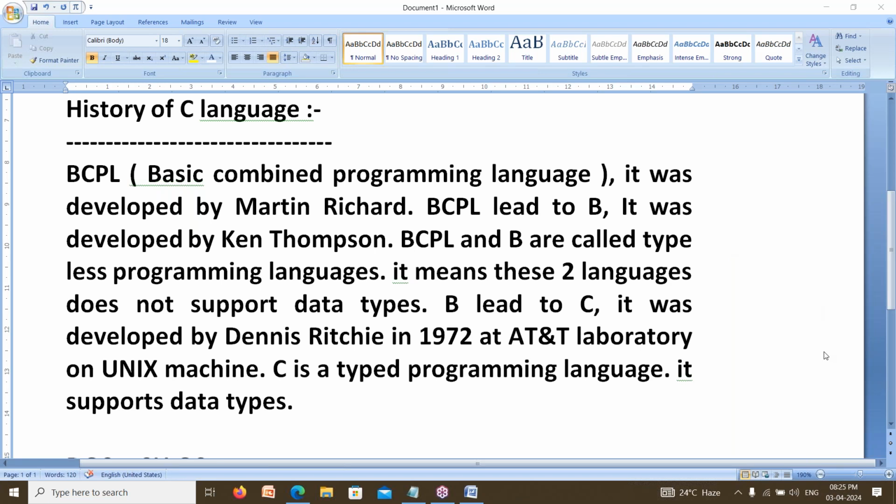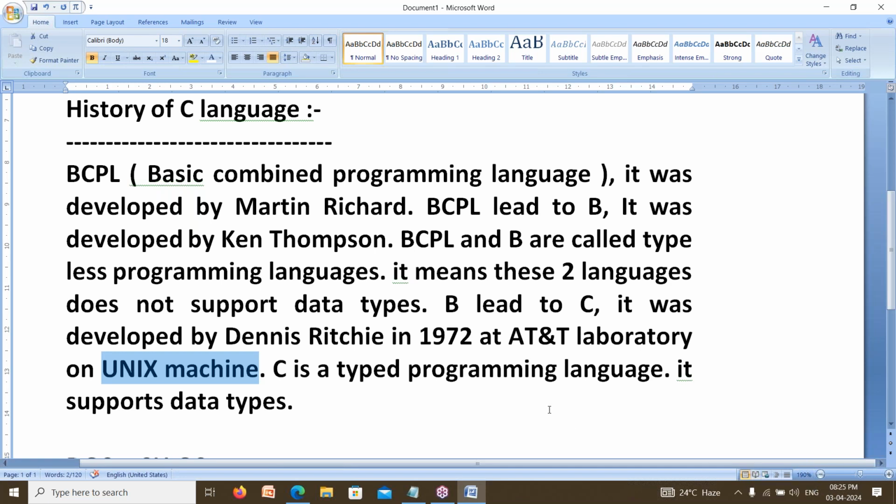Sir, is Unix an operating system? Yes, Unix is an operating system. C language was developed on a computer which had the Unix operating system. Clear? Okay, sir. Thank you, sir.